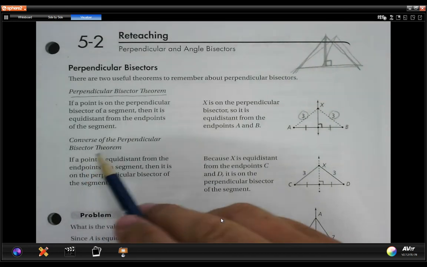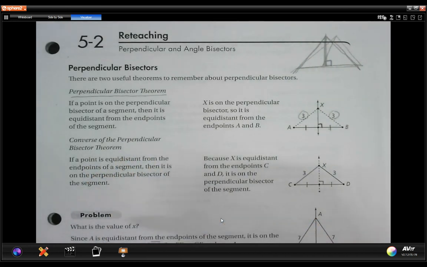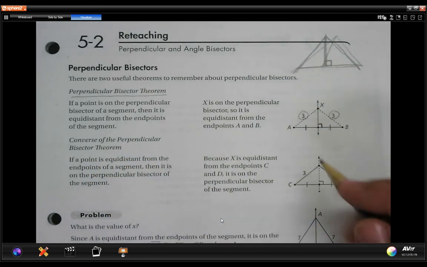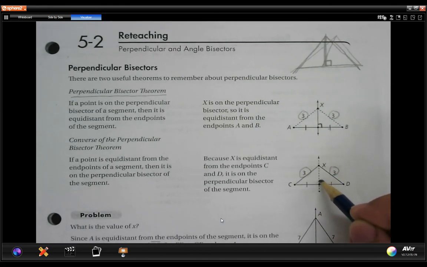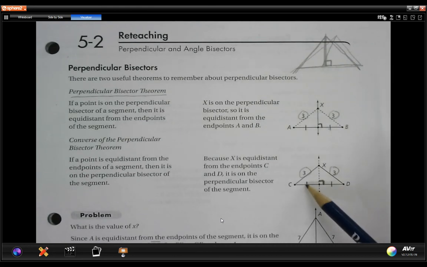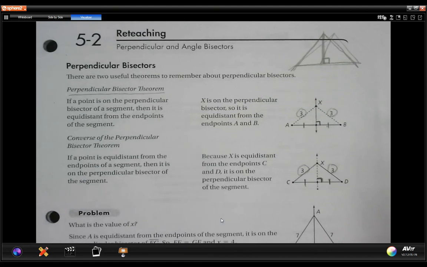Well, the converse of the perpendicular bisector theorem is basically just the opposite of it. It says, if these two are equal, and there's a 90-degree angle right there, it's a perpendicular bisector, then guess what? These two segments have to be equal.